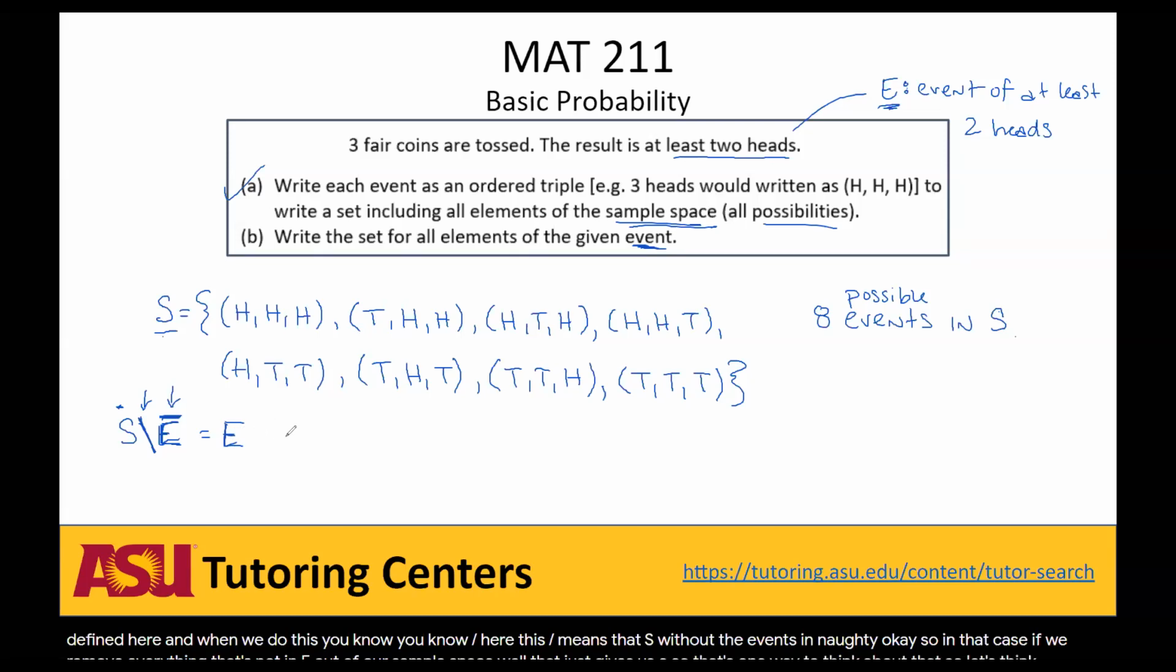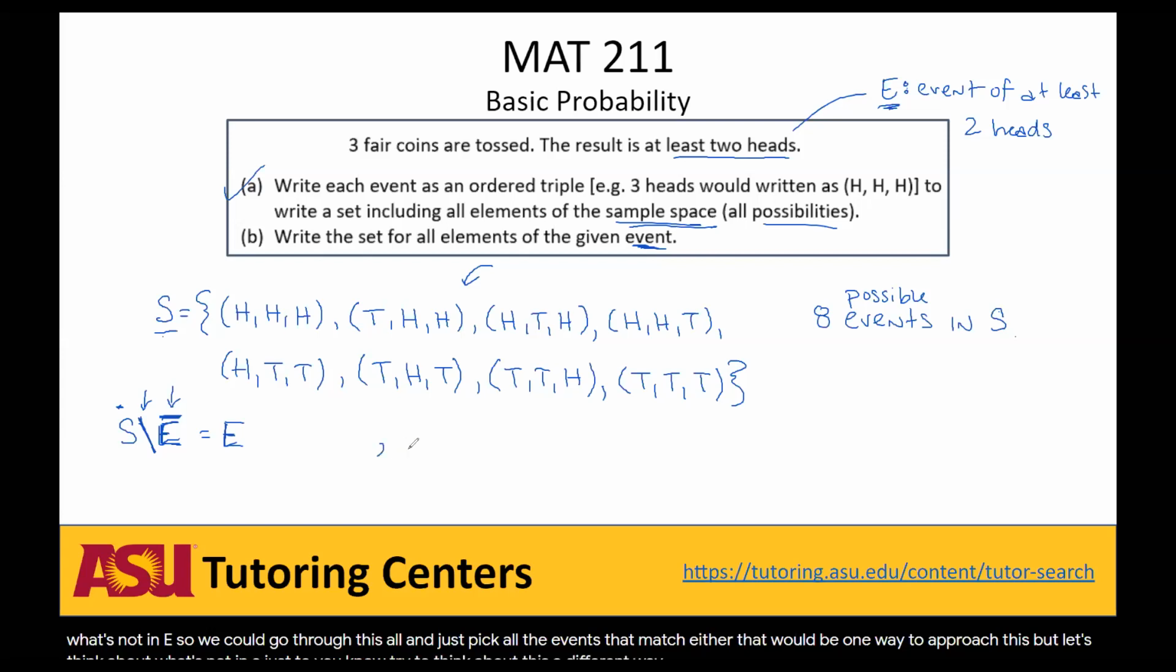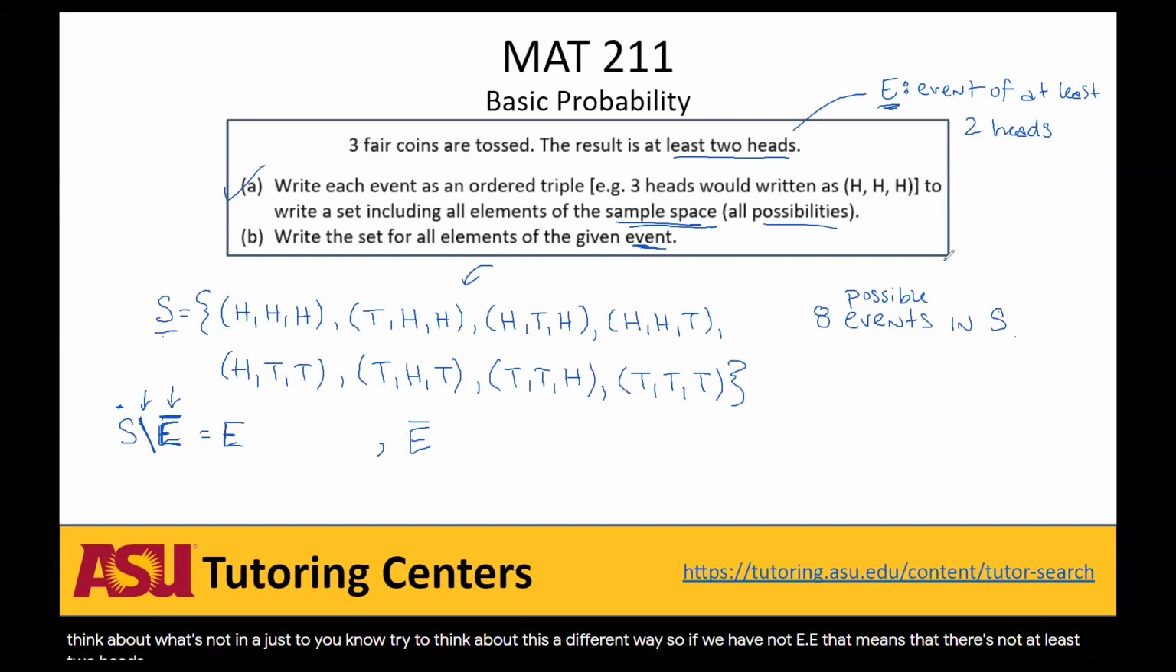So let's think about what's not in E. We could go through this all and just pick all the events that match E. That would be one way to approach this, but let's think about what's not in E, to think about this a different way. If we have not E, that means that there's not at least 2 heads. So that means that there's 1 head or less.